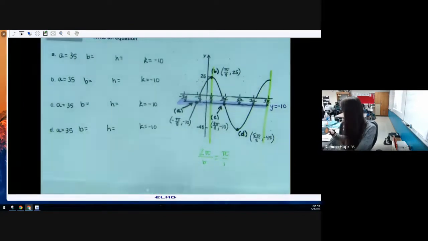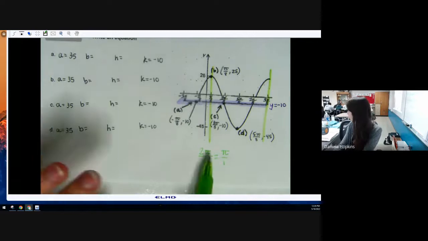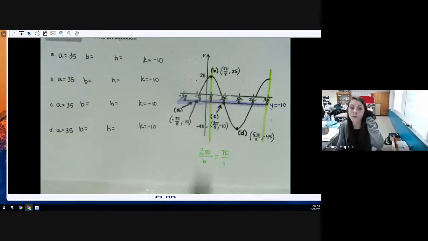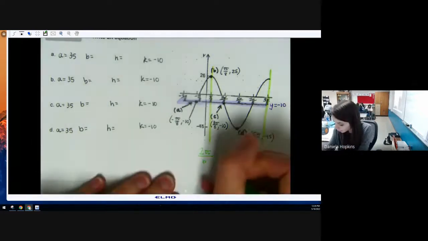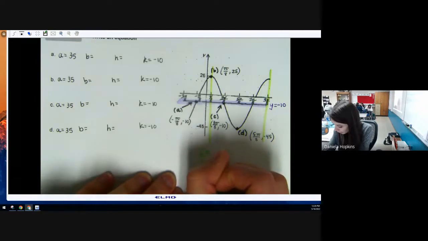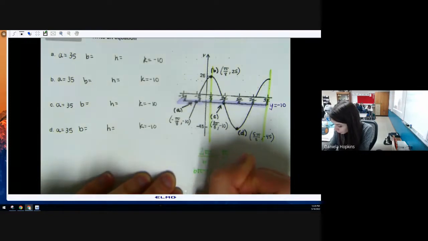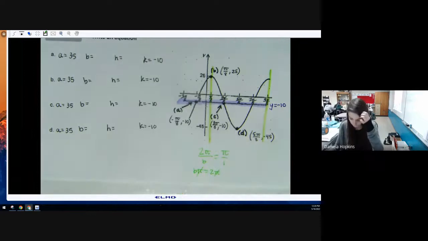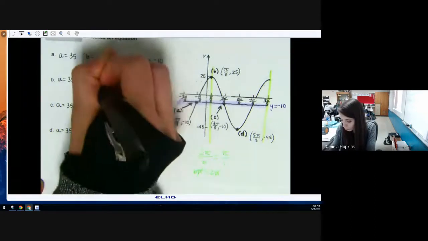And again, just as a reminder, yesterday when we were working with tangent, the period is pi over B. Go back to 2 pi over B because we're talking about our sinusoidals. So my equation would be B pi equals 2 pi. So I see that B is 2. Okay, so B is going to be 2 for all of these. 2, 2, 2, 2.